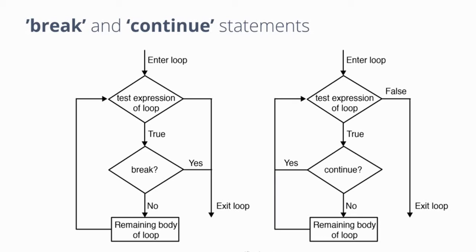The break statement terminates the loop containing it. Control of the program flows to the statement immediately after the body of the loop. If the break statement is inside a nested loop, it will terminate the innermost loop. The continue statement is used to skip the rest of the code inside a loop only for the current iteration. The loop does not terminate, but continues with the next iteration.